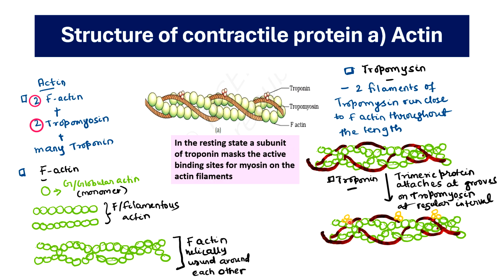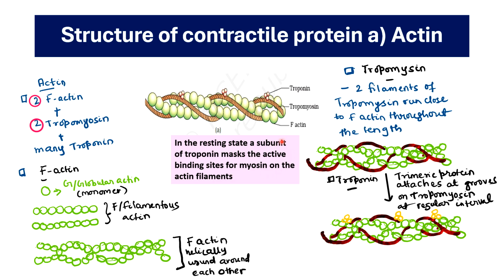And where is troponin present? Troponin is present on the tropomyosin in regular intervals. Okay. This troponin is a trimeric protein, and in the resting state of actin, a subunit of troponin masks the active sites for binding into the myosin.